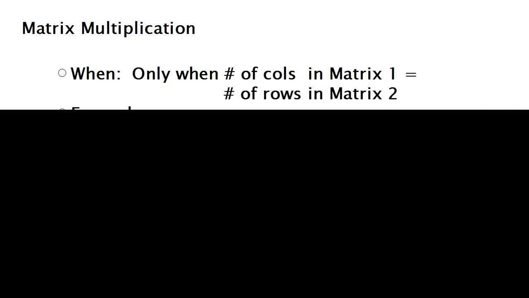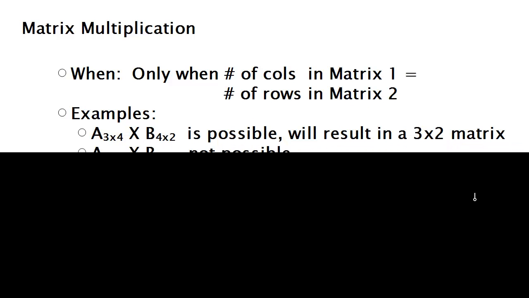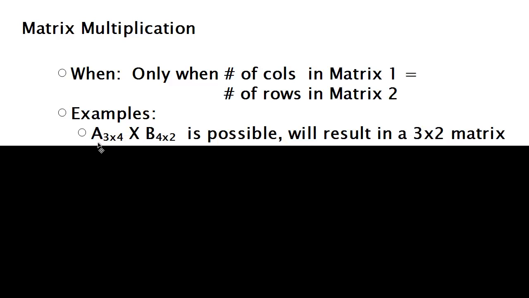First of all, it is only possible when the number of columns in the first matrix is equal to the number of rows in the second matrix. For example, multiplying a matrix A that's 3 rows and 4 columns by a matrix B that's 4 rows and 2 columns is possible. And in fact, it results in a 3 by 2 matrix. That's the number of rows in the first matrix times the number of columns in the second matrix.